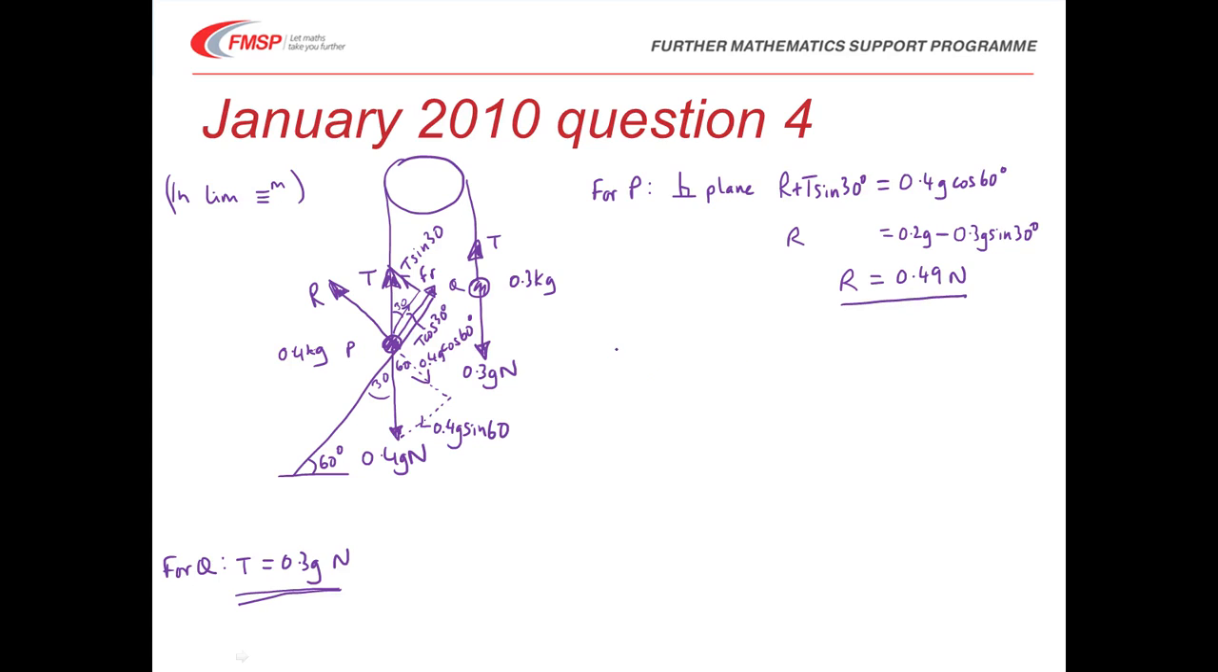Now let's consider parallel to the plane. So this is considering the friction, and we're trying to find mu. We know R. If we can find a value for the friction, then we can divide to find the coefficient of friction like we've done previously. Okay, what's happening parallel to the plane? Well, parallel to the plane we have the friction up the plane. We've also got a component of tension up the plane, T cos 30.